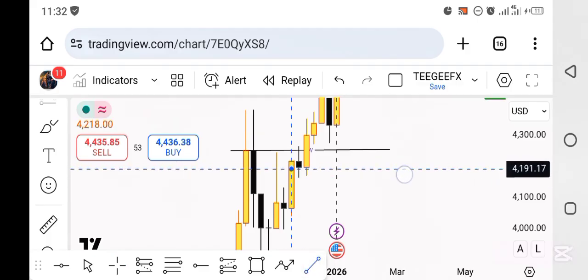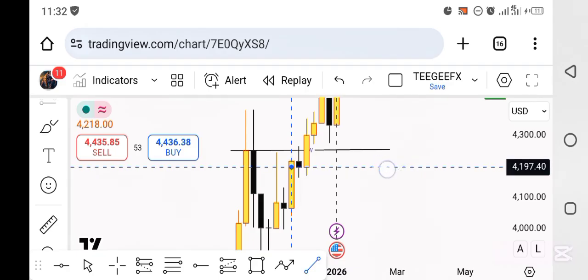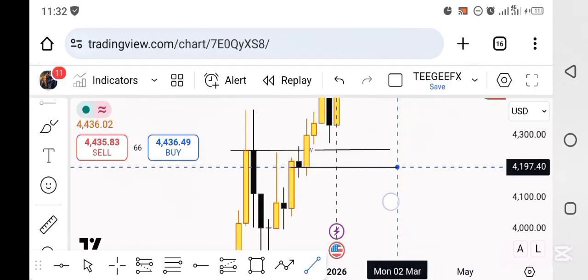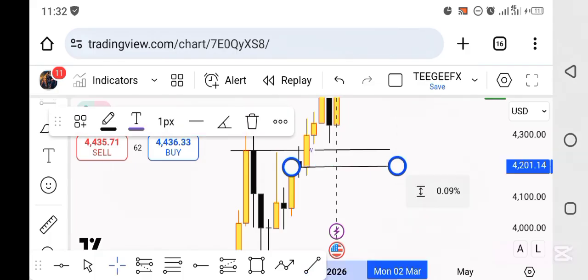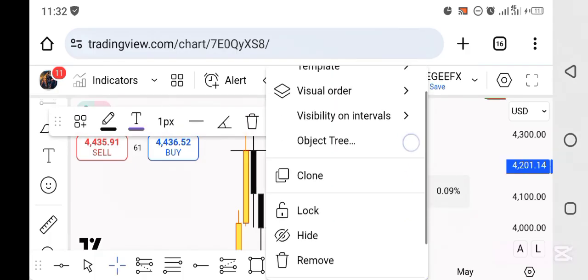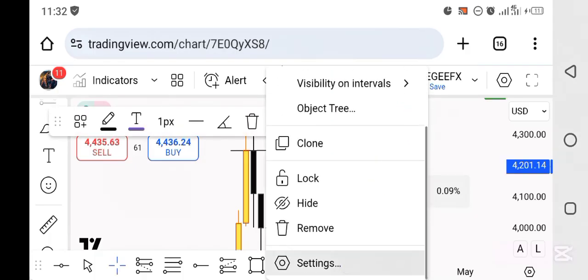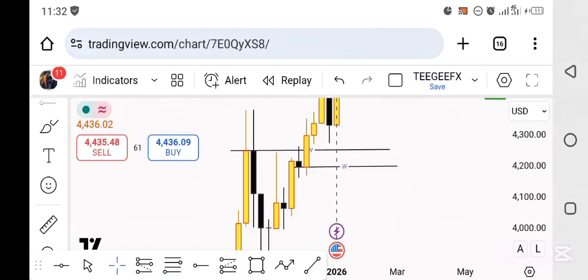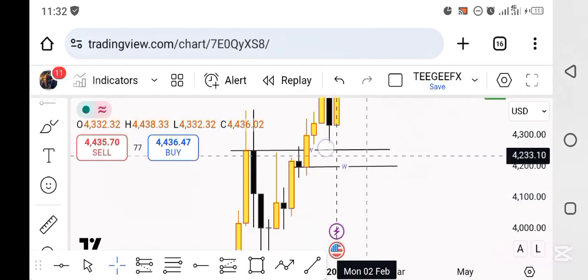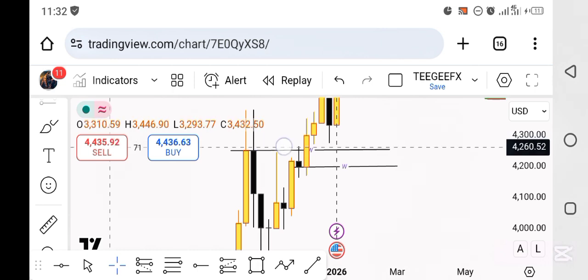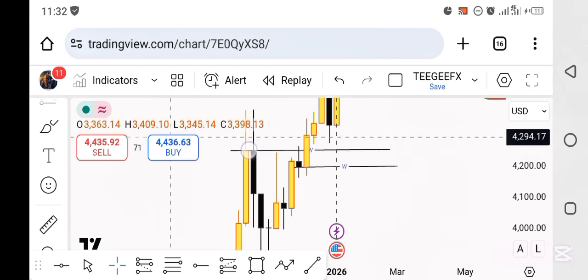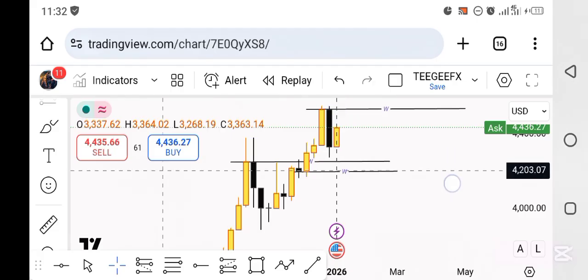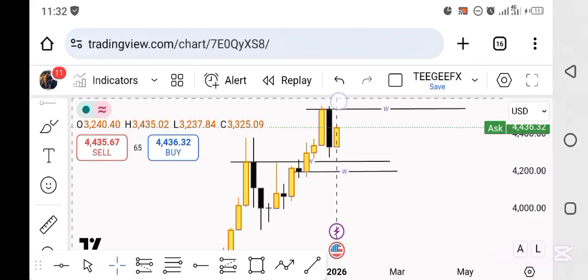So we mark from the body of the candle below. It's only on the weekly you mark from the top. As you can see, I marked the top here. You can see I marked the top here also. It's only on the weekly you can do that.